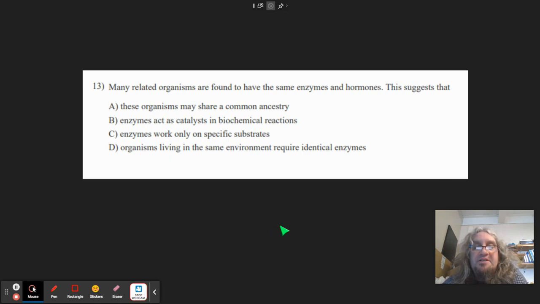Many related organisms are found to have the same enzymes and hormones. This suggests that A, these organisms may share a common ancestry. B, enzymes act as catalysts in biochemical reactions. C, enzymes work only on specific substrates. D, organisms living in the same environment require identical enzymes.